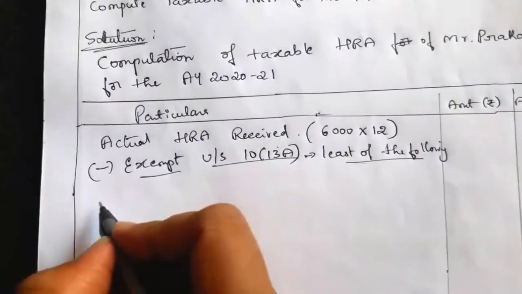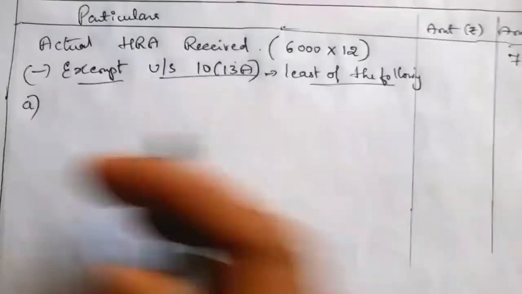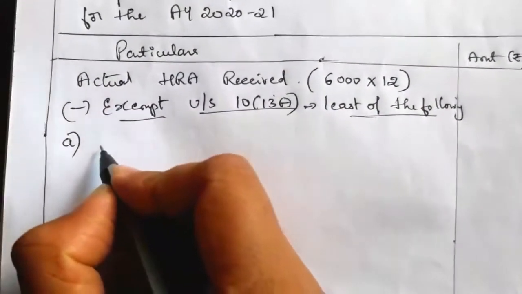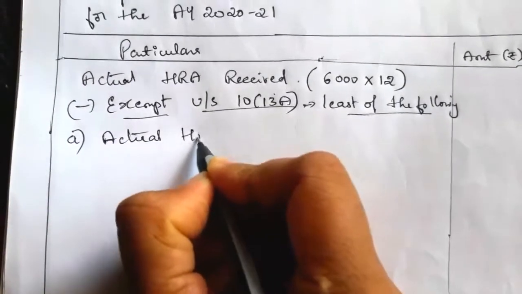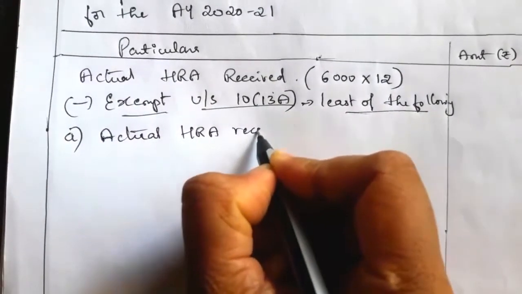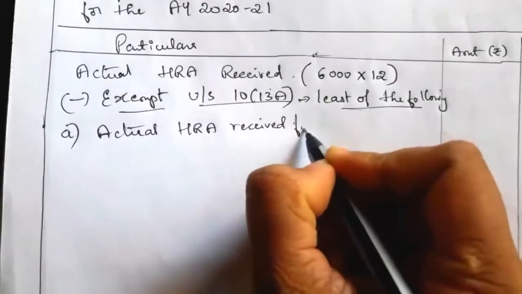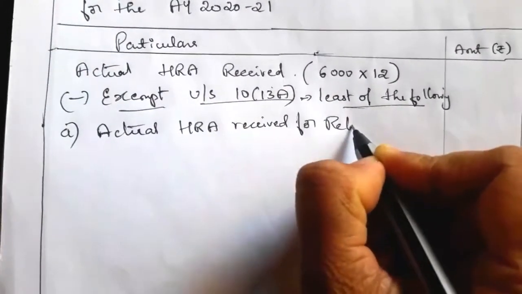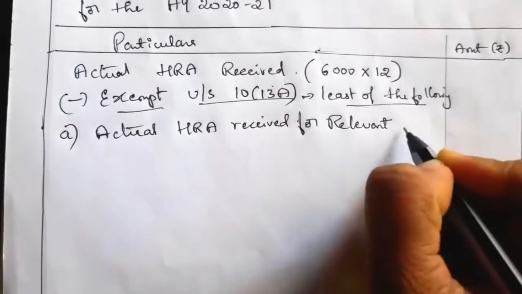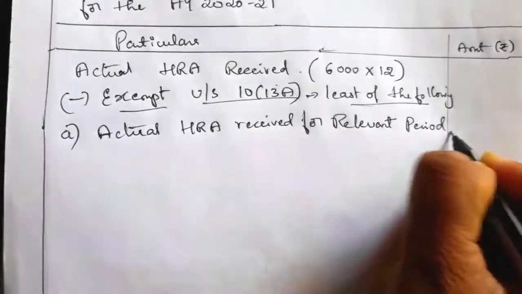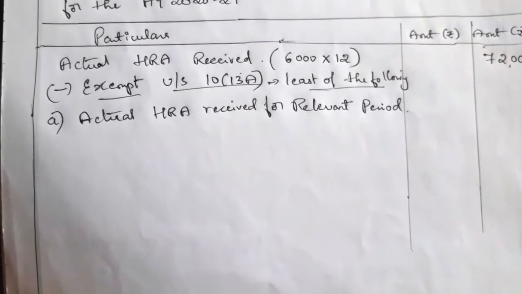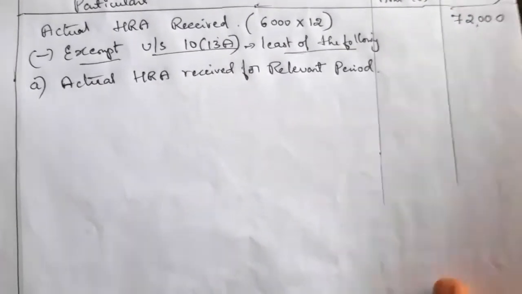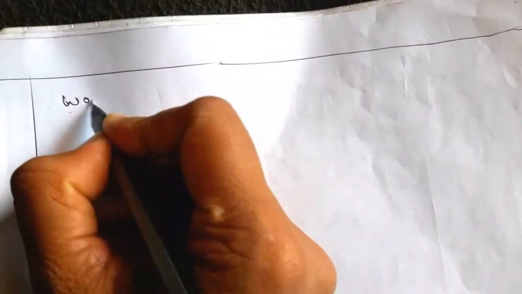So we have three criteria. Under that, the first one is actual HRA received for relevant period. Here the relevant period is 10 months. Before that we have to write the working note. Leave spaces and write the heading working note.